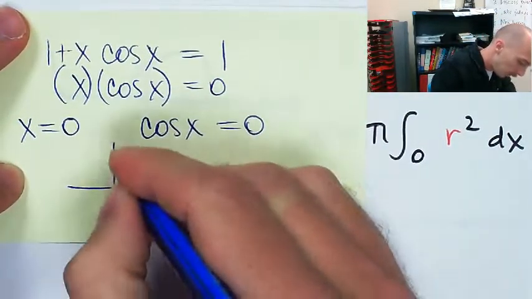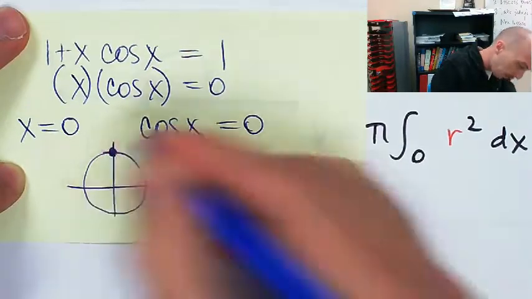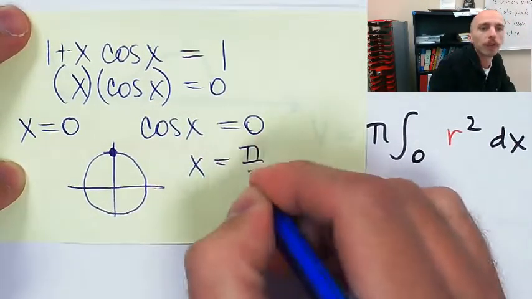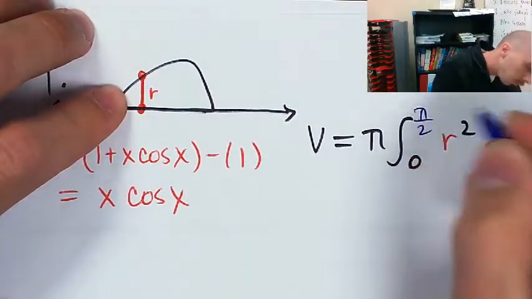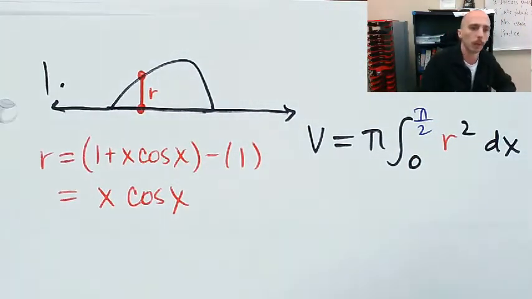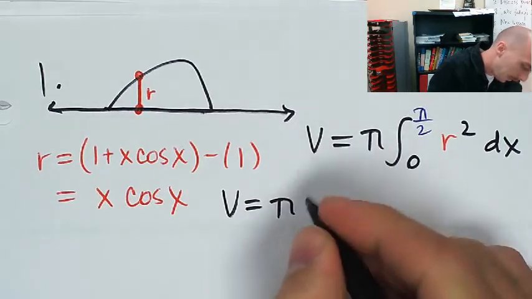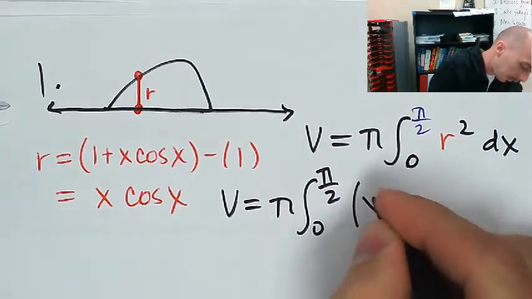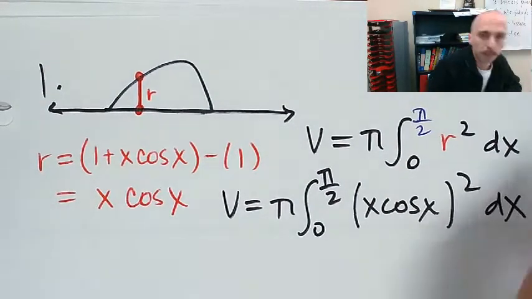Just to remind you, on the unit circle, x represents the x coordinates, so that would be the first time cosine x equals 0, at x equaling pi over 2. So now I know that this is pi over 2. So what I'm going to type into my calculator is volume equals pi times the integral from 0 to pi over 2 of r, which is x cosine x, squared dx.